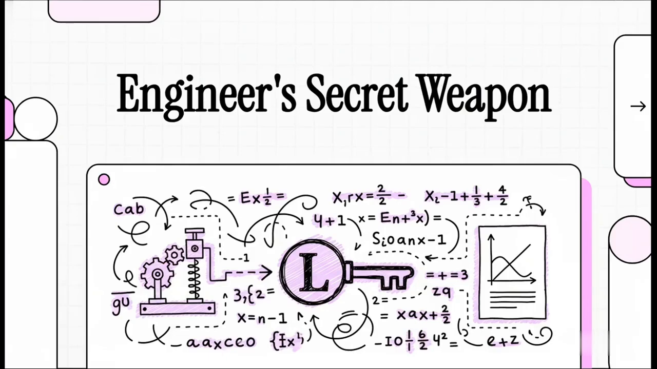All right, today we're pulling back the curtain on one of engineering's biggest secret weapons. Seriously, it's a mathematical trick that takes these ridiculously complex problems and turns them into something you could solve on the back of a napkin. We are talking about the Laplace transform.